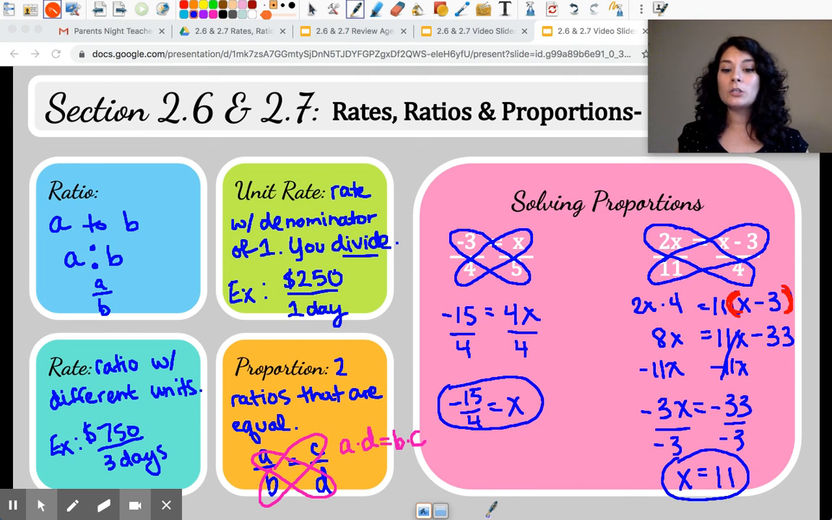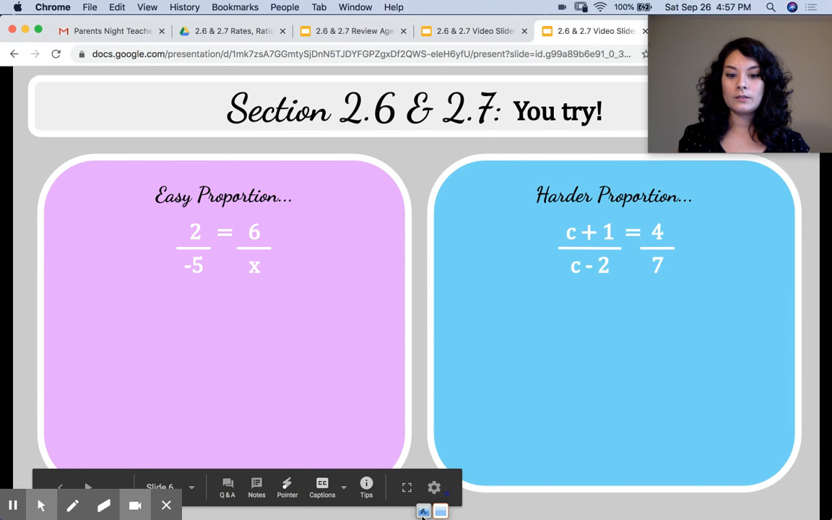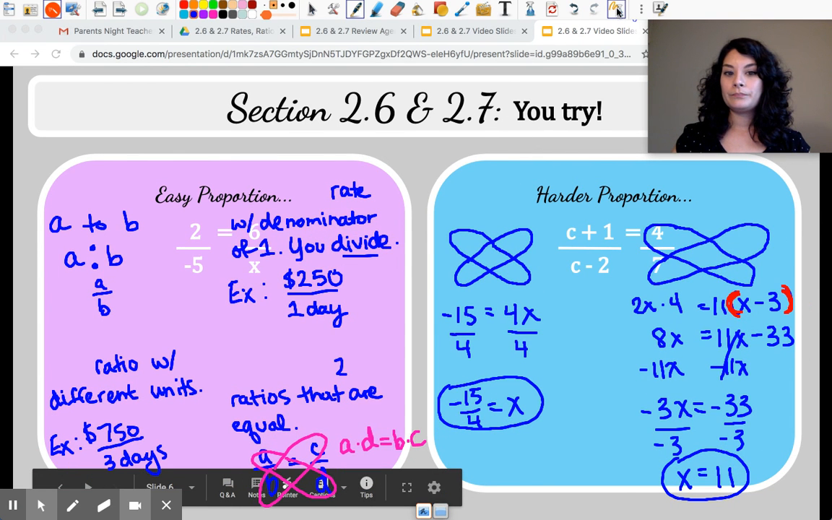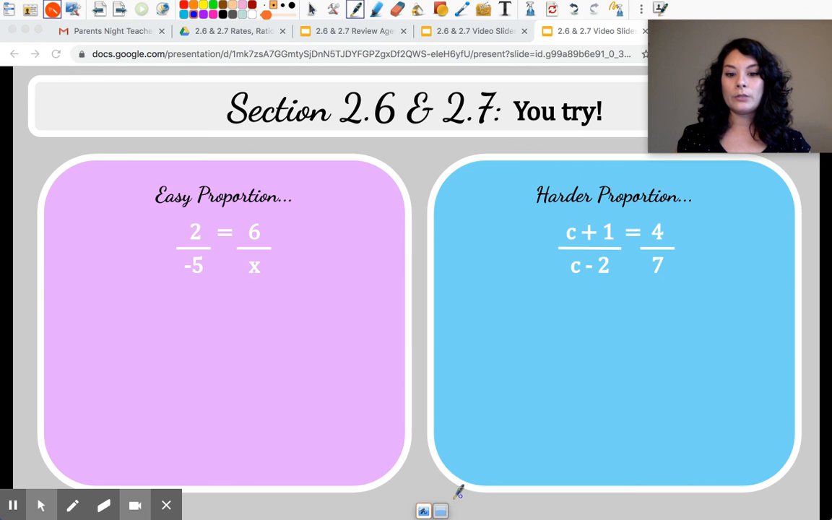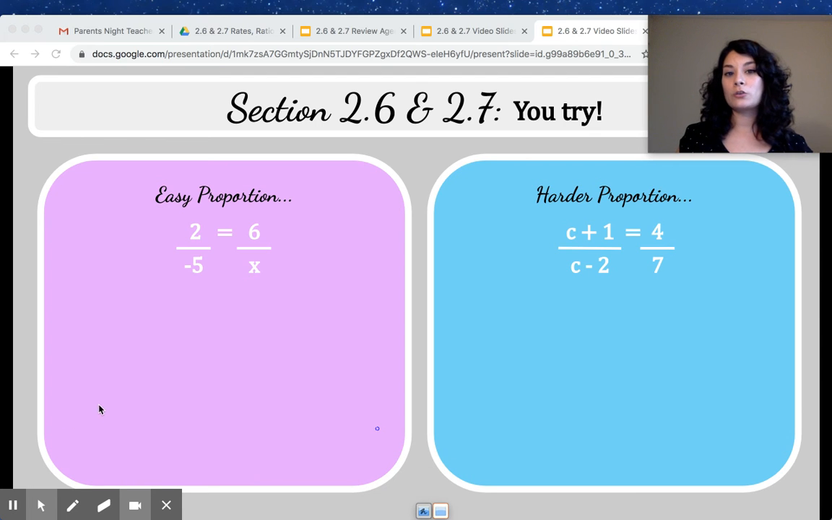And that is pretty much how you solve a proportion of any type. You just cross multiply, create an equation, and solve that equation. Let's try a few more. Okay, so again, I'm going to pause the video here so that way you can try these on your own. And then when you unpause the video, you should see the solutions on the board.